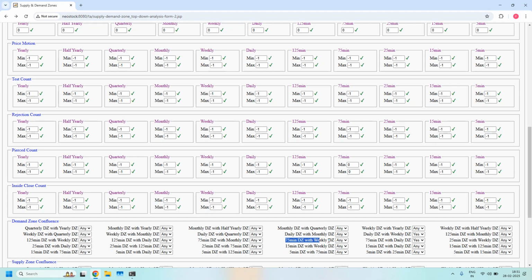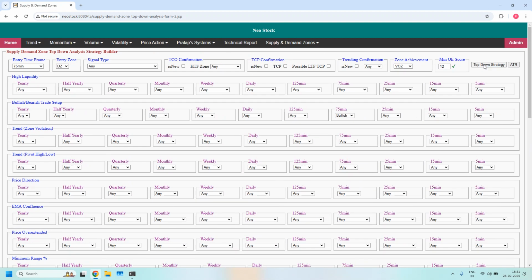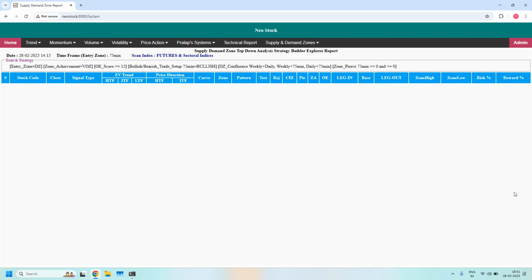And also 75 minutes demand zone with weekly demand zone confluence. With all the 3 filters enabled, we did not get any stocks. So no stocks are supporting LTF, ITF, HTF demand zone confluence. Okay, this is about a bullish trade setup for daily income trade, weekly income trade.